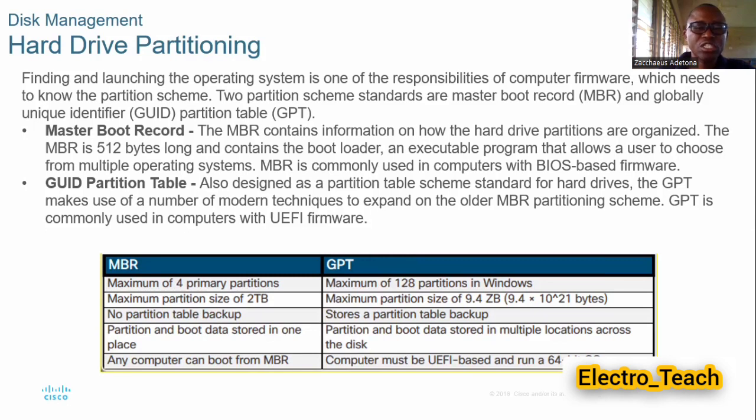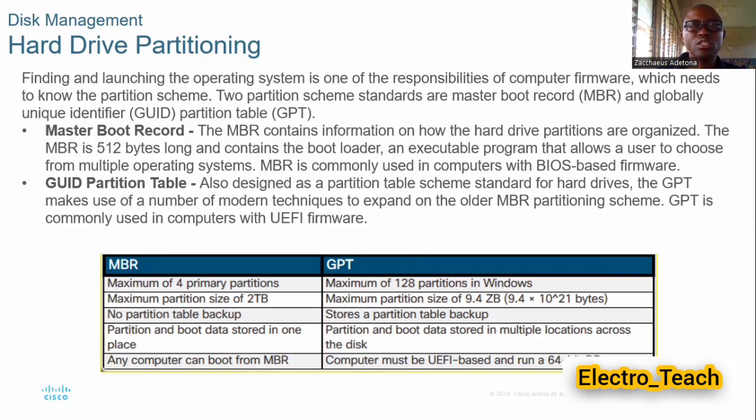For MBR, there's no partition table backup, but for GPT, there's a partition table backup that is designed with the system. With MBR, partition and boot data is stored in one place. For GPT, partition and boot data is stored in multiple locations across the disk. These are the differences between the two systems of partitioning. Any computer can boot from MBR, but for GPT, only systems using UEFI that are running a 64-bit operating system can boot from GPT.